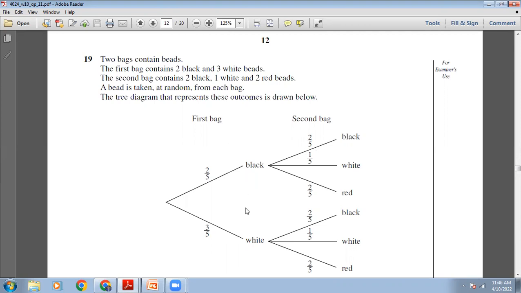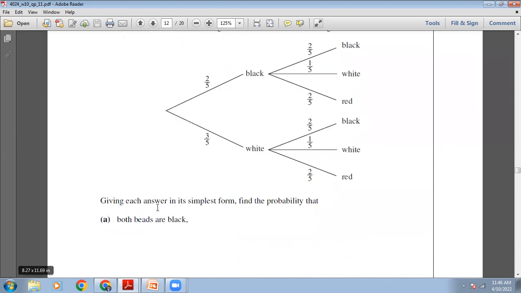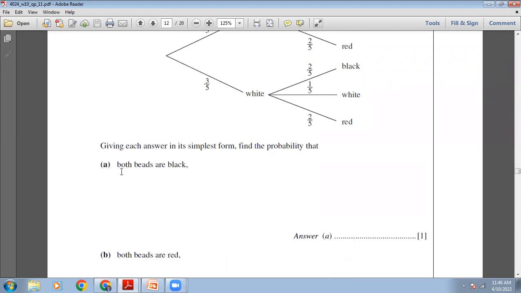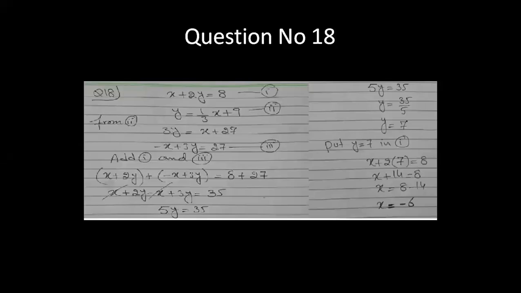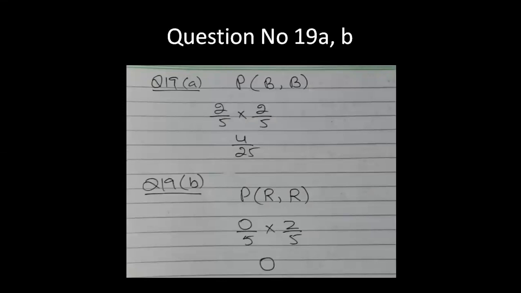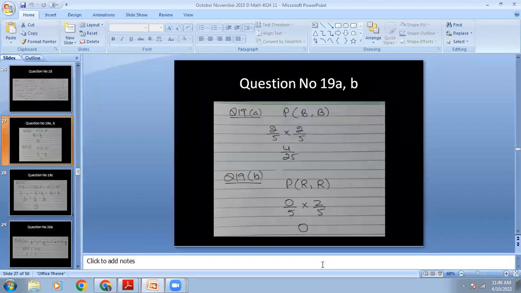So the outcomes of the bag number 1, the outcomes of the bag number 2, their probabilities are already given in the question. Giving each answer in its simplest form, find the probability that both beads are black. So we need to find out the probability of the black, probability of the black from that tree diagram.